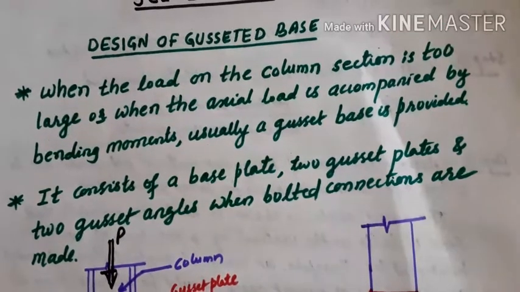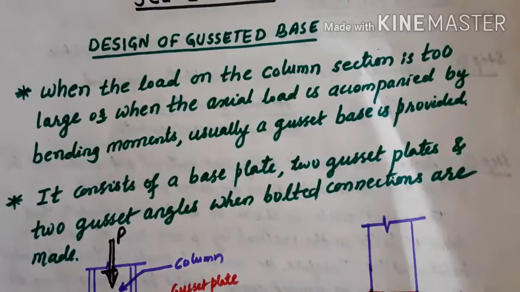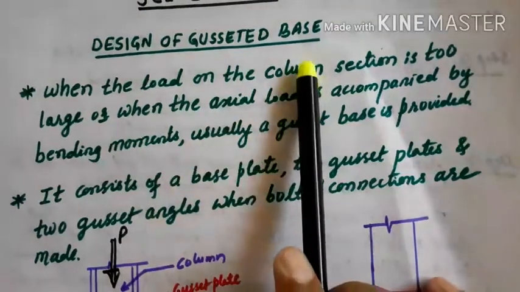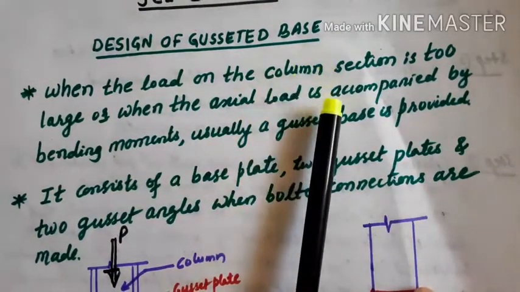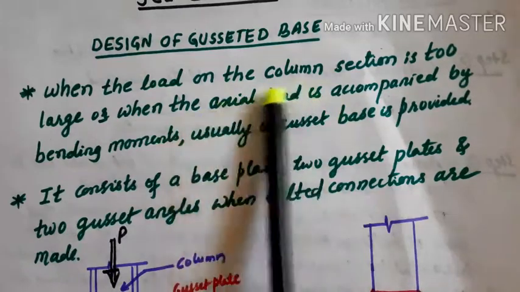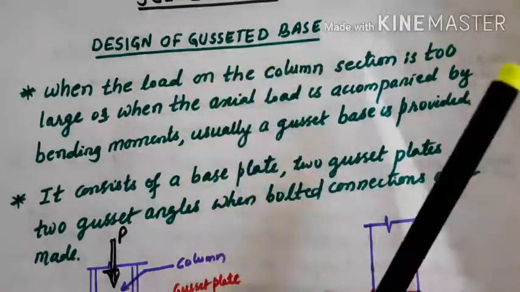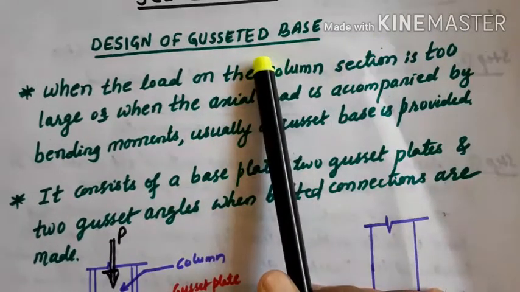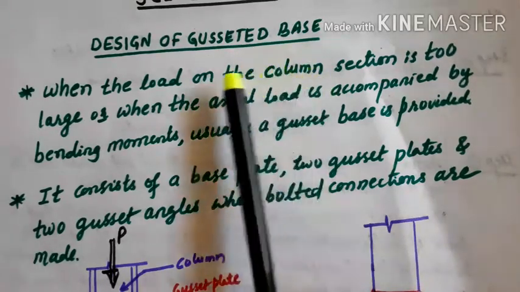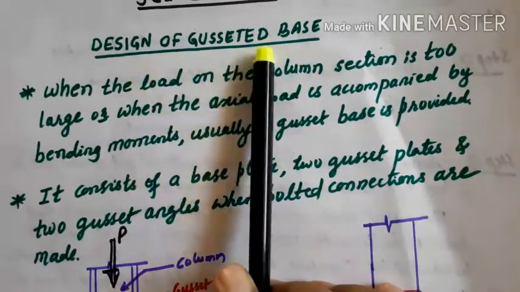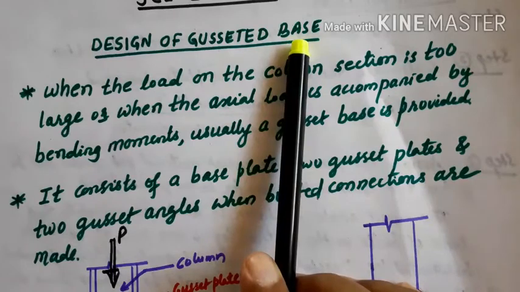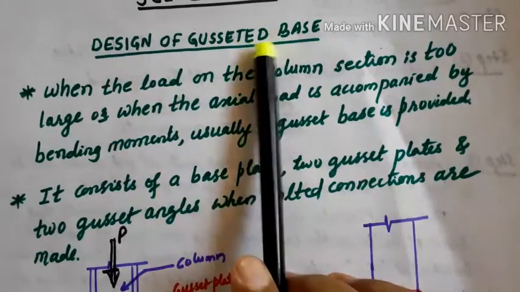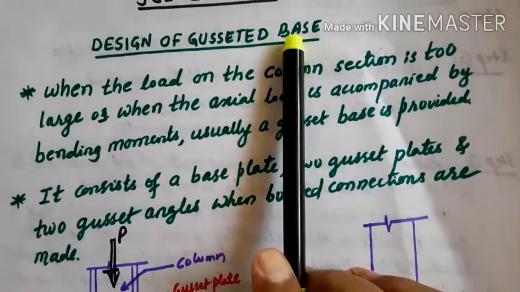In this particular lecture, I'll be taking the design of gusseted base. In previous lectures, we have solved a simple slab base plate design. So what is the difference between the simple slab base and the gusseted slab base?